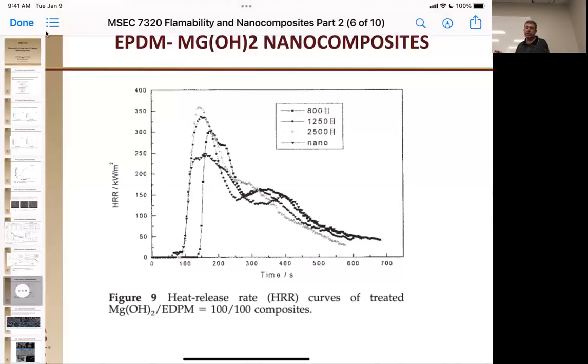And notice that only the smallest of the macro sizes matched its curve, right? So let's see. So they're all above it. Yeah, all the heat releases are above it on the macro. On the micro materials, only the nano has a significant decrease in that peak heat release.